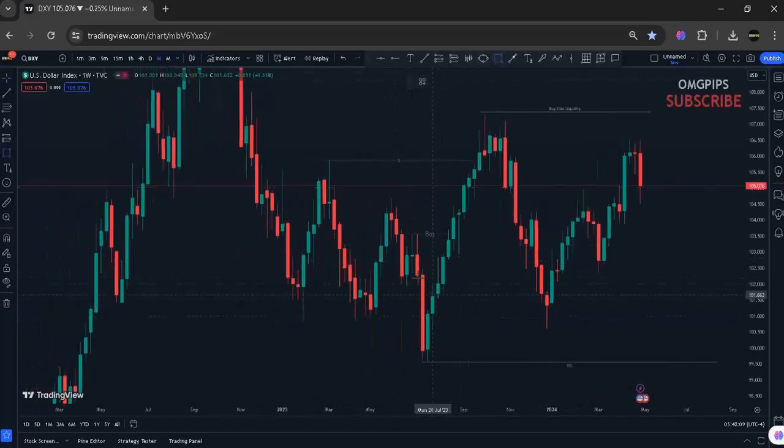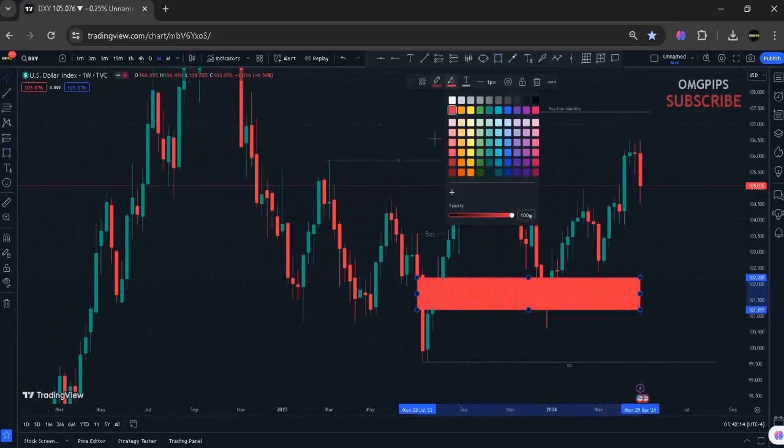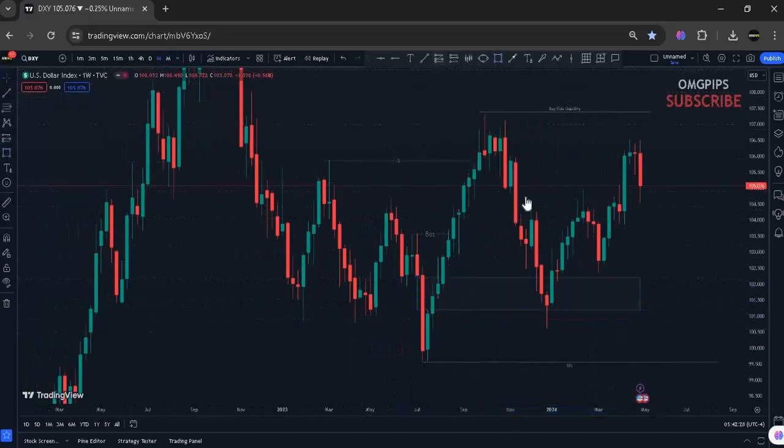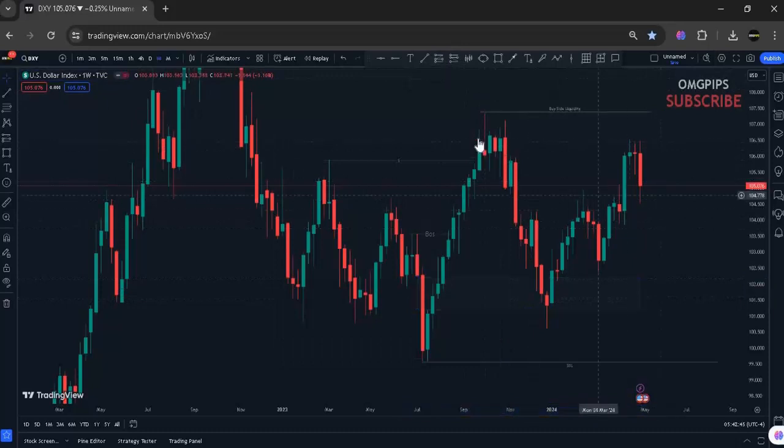Once we broke this structure, price came to mitigate a PDRA down here, and right off the bat you can see we had this inverse fair value gap. So price came down, corrected this inverse fair value gap right there, then started trickling upwards.